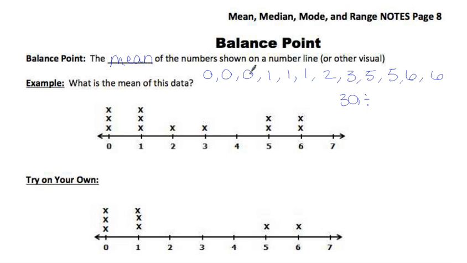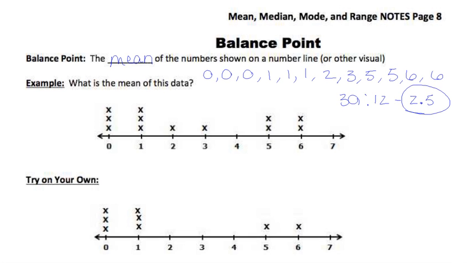So 1, 2, 3, 4, 5, 6, 7, 8, 9, 10, 11, 12. So we're going to divide by 12. And 30 divided by 12 is 2.5. So it's not a perfect answer. It is a decimal, but that's okay. Means can be decimals.